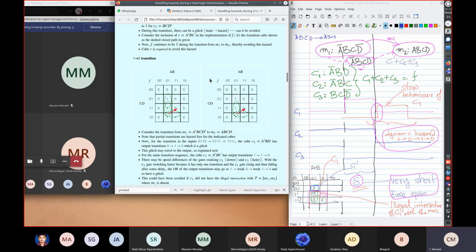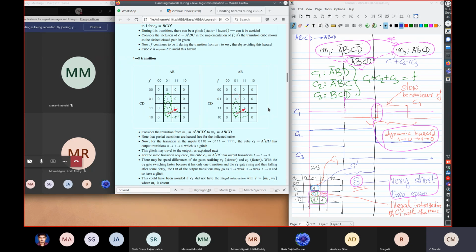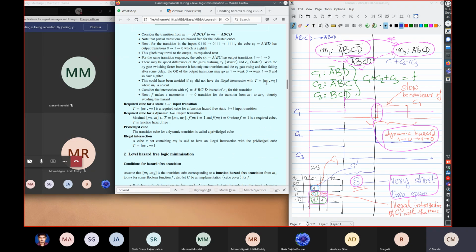So anyway, this is the idea of an illegal intersection. You might like to prune some cubes so that you don't have this kind of illegal intersection. All right. So now let us see how we can go about it.